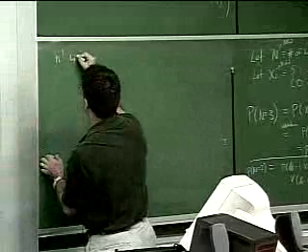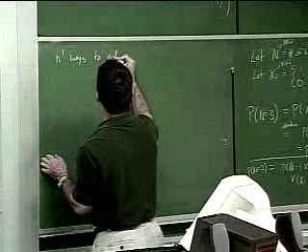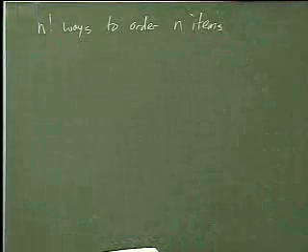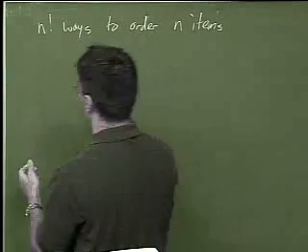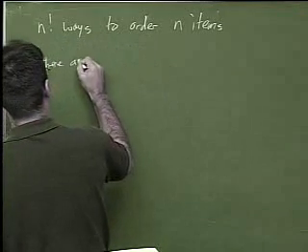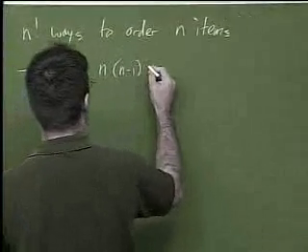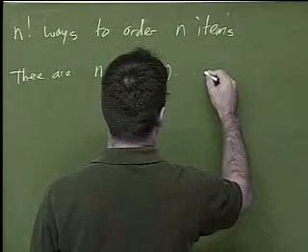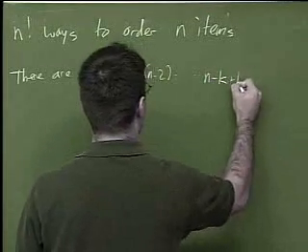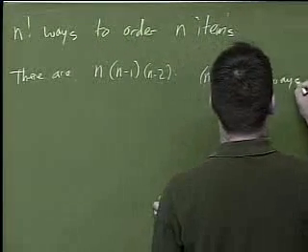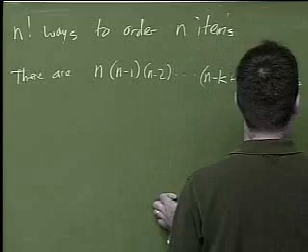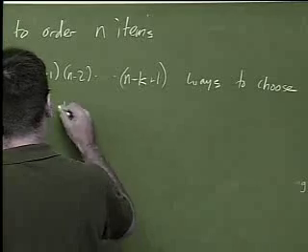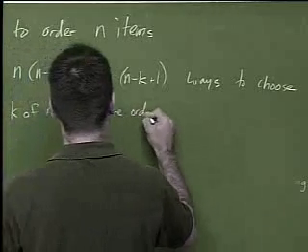There are n factorial ways to order n items, right? And there are n times n minus 1 times n minus 2 times ... times n minus k, I guess, plus 1 ways to choose k of n items where order is important.